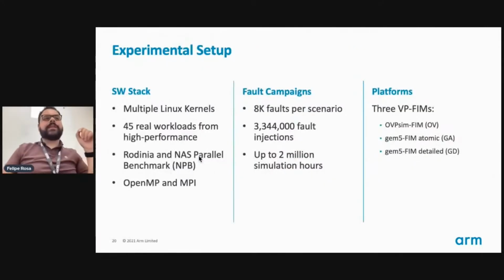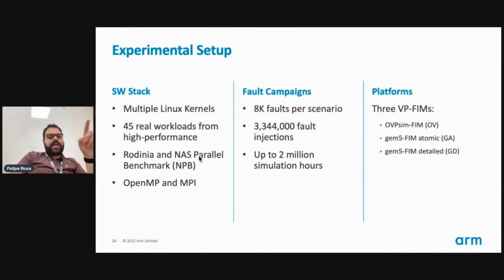So in this scenario, we decided to use different kernels. I think we had 3 different kernels on this PHT, and at least 45 different real workloads from high performance benchmark sets. For example, we use the Rodinia benchmark, which is well known, and the NAS parallel benchmark, which is the NASA benchmarks for high performance computing. All these are parallel, and they try to use as many cores as they have. Most of them are OpenMP and MPI, so they are well-known parallelization libraries.